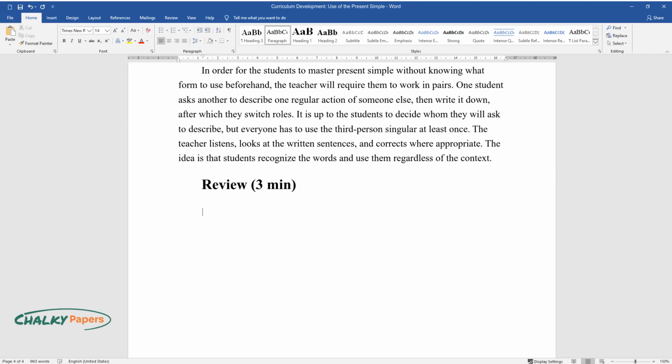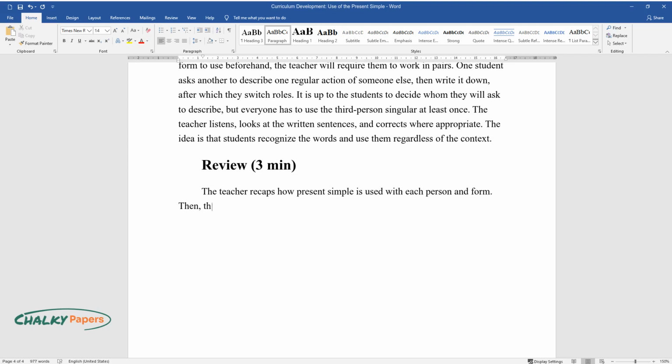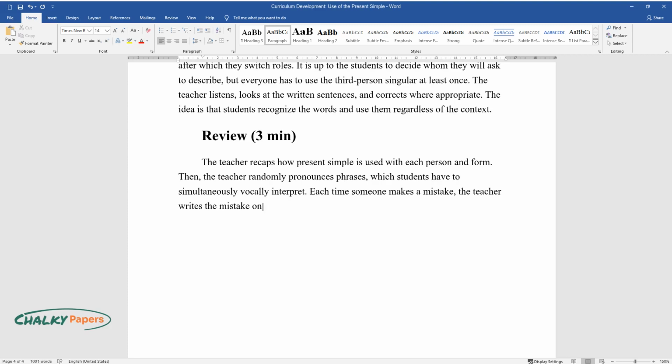Review, 3 minutes. The teacher recaps how present simple is used with each person and form. Then, the teacher randomly pronounces phrases, which students have to simultaneously vocally interpret. Each time someone makes a mistake, the teacher writes the mistake on the board.